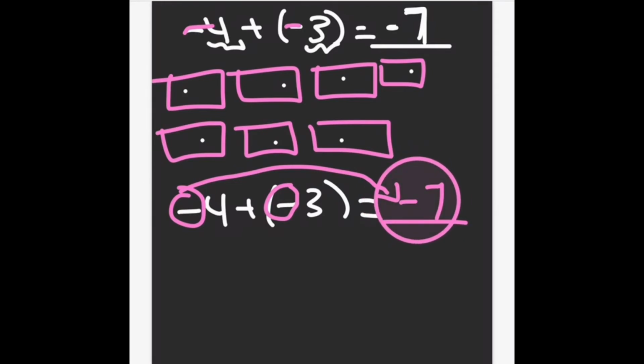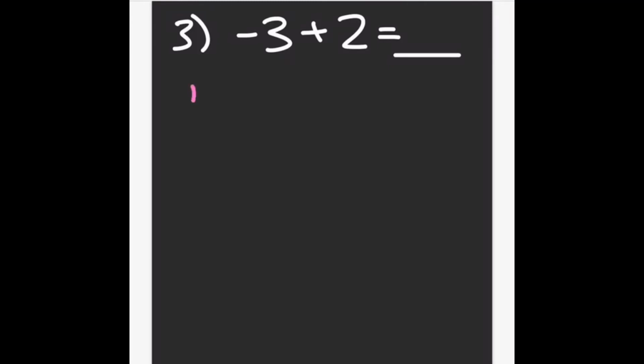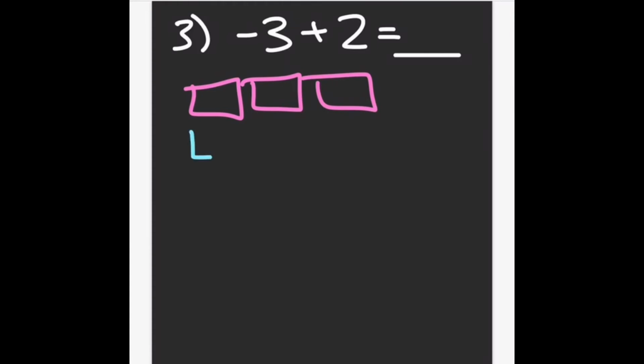Let's do one more scenario. And this time, let's do -3 plus 2. So here I didn't actually use the parentheses. Now let's use 3 negatives. And then I have 2 positives.